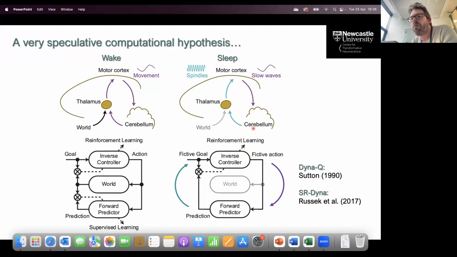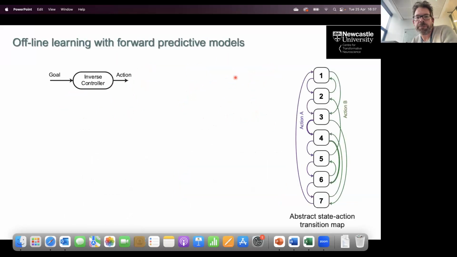Our slow wave activity has the same structure as activity that we're seeing during a movement during the daytime. But what we're getting back from the cerebellum to the motor cortex is now some signal at spindle frequencies that is very effective at driving plasticity in the neocortex. And so this could be a training signal based on a forward predictive model that could be driving further plasticity to optimize the controllers during sleep.